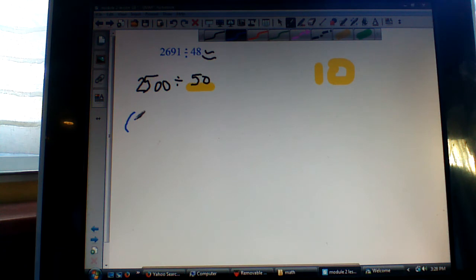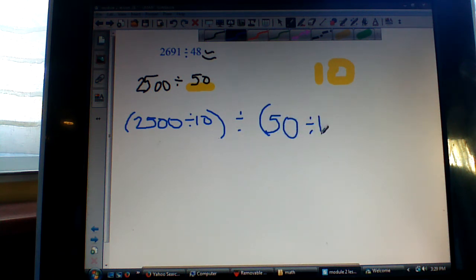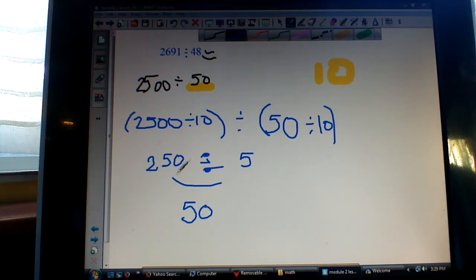So here we go. 2,500 divided by 10, 50 divided by 10. 2,500 divided by 10 is 250 divided by, what's 50 divided by 10? 5. Wow, this really is hard to do. So what's 250 divided by 5? Well, 25 divided by 5 is 5, and then you have your 0 left over, so your answer is 50. So here, 2,691 divided by 48 is about 50.